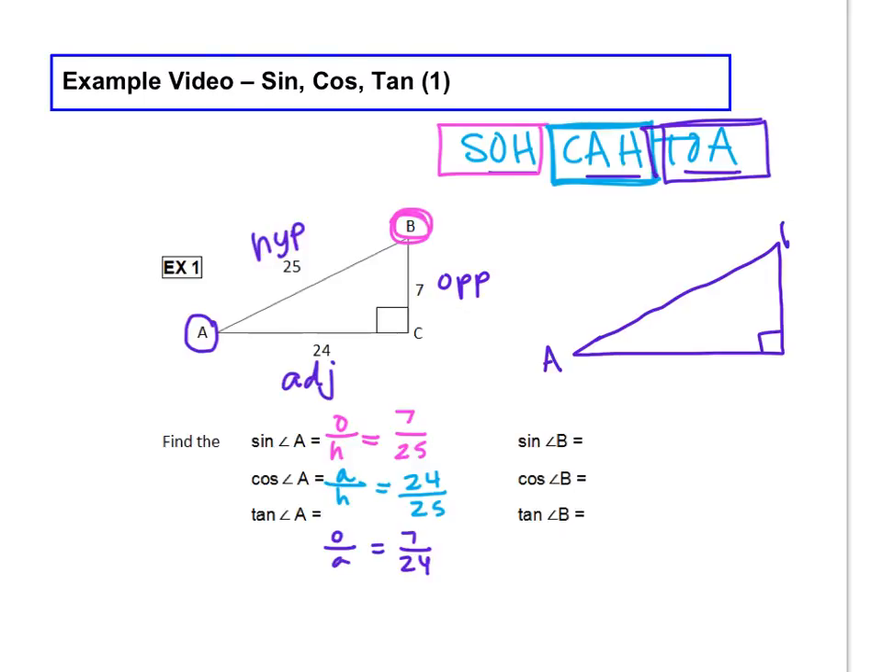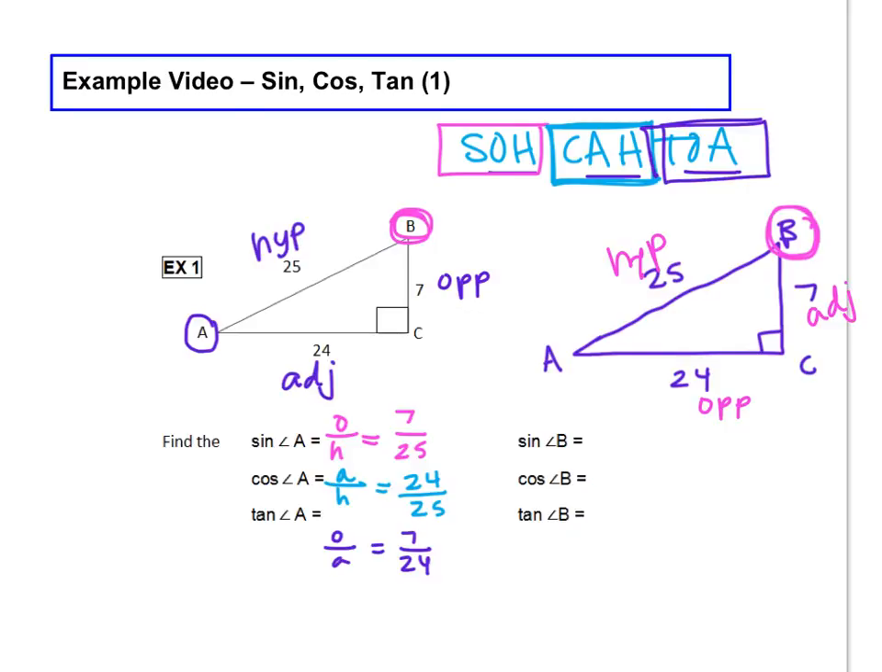So here's A, B, and C. We know that this is 25, this is 7, and this is 24. And now when we label our sides, we're going to label according to angle B. So the opposite side is going to be across the triangle. That 24 is our opposite side. The hypotenuse is always that longest side across from the 90 degrees, which leaves 7 as the adjacent side.